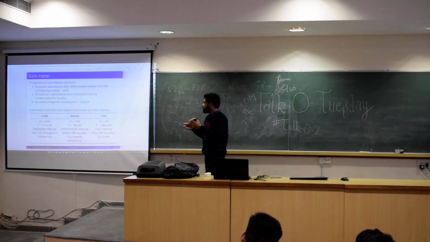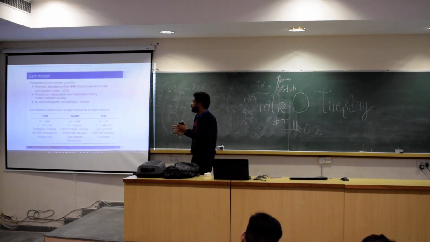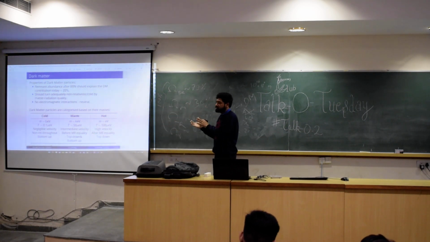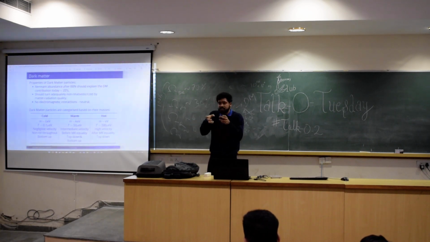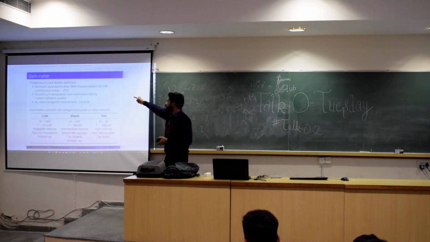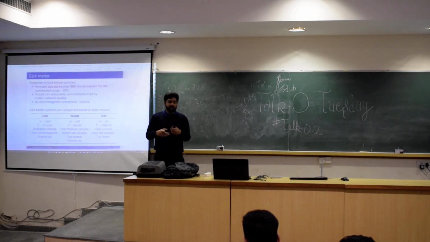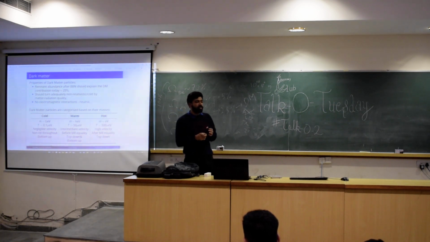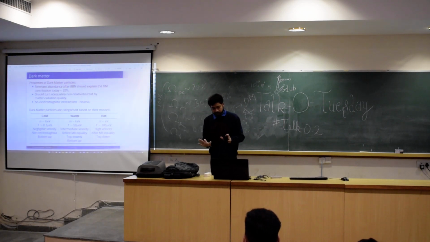So it should have been non-relativistic by matter equality, because had it been relativistic, it would have so much velocity that it would not cluster, it would not come together. That's why we need dark matter to be non-relativistic. And the third point, we want it to be electromagnetically neutral. This is because we haven't had any visible signatures of dark matter as of yet.